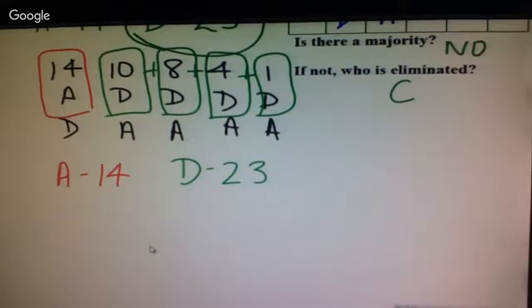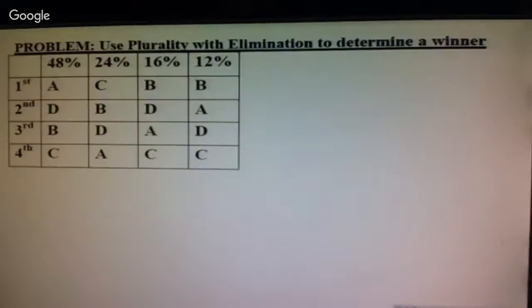Any other questions? Good. Okay, let's try this one then. Actually, right now, we're talking percentages. What do we need to have a majority?